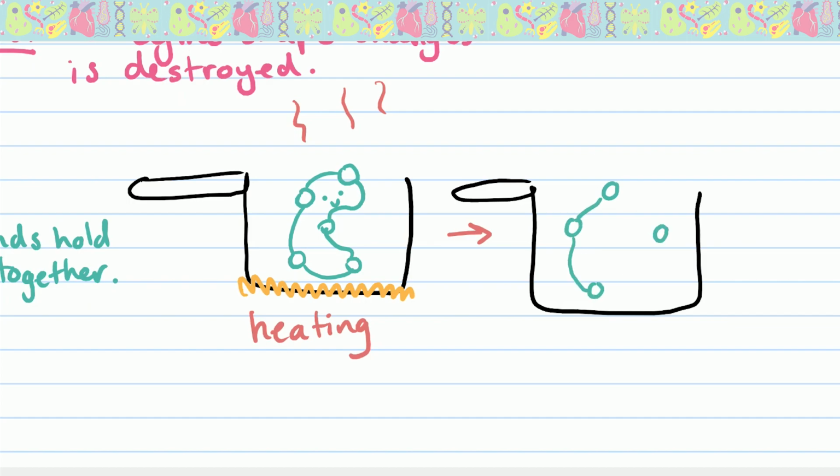So what's happened here is some of those bonds have been broken by heating the substance the enzyme is in. The particles are moving so fast that they actually break apart. Therefore, the shape of the enzyme has been destroyed, and the active site has changed shape, so that enzyme will no longer fit the substrate, and that reaction will not be sped up.